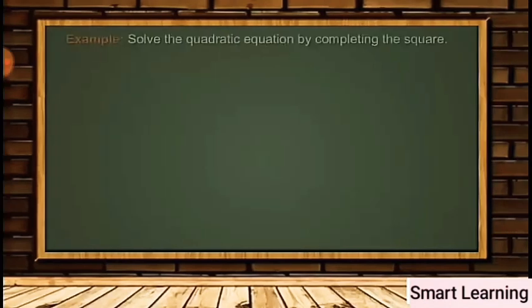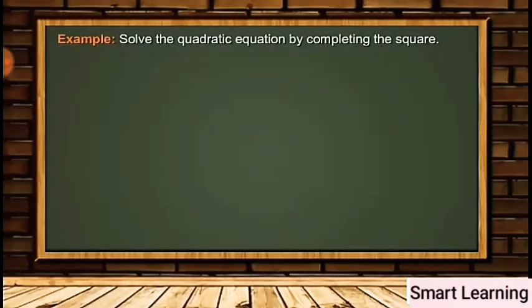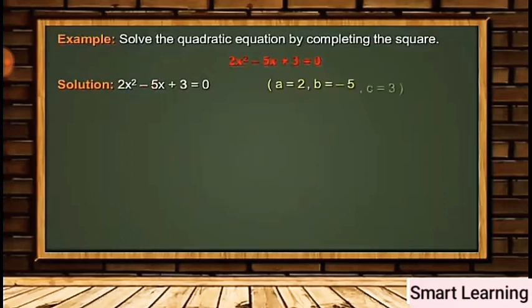Let us take an example for better understanding. Solve the quadratic equation by completing the square: 2x² - 5x + 3 = 0. Let us solve. Here, a = 2, b = -5 and c = 3.